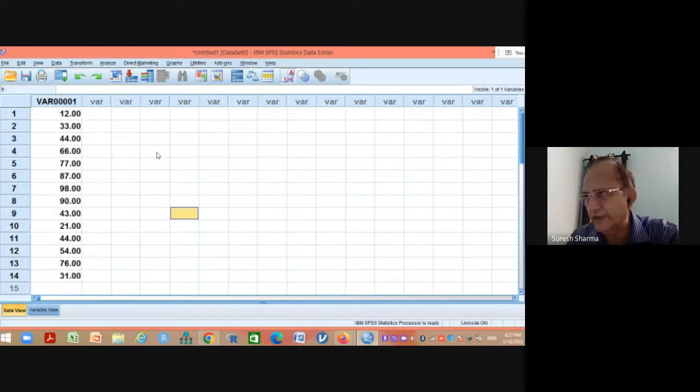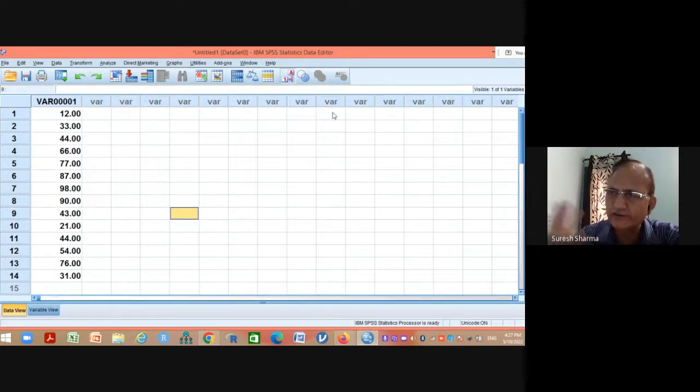If you compare this with Excel, in Excel you have A, B, C, D here. In SPSS you have variable 1, variable 2, variable 3, etc. That's the only difference between Excel and this. Moreover, in Excel you have Sheet 1, Sheet 2, Sheet 3 at the bottom left corner. But here you have two views only. One is called data view. What you are observing is the data view. Another is the variable view.